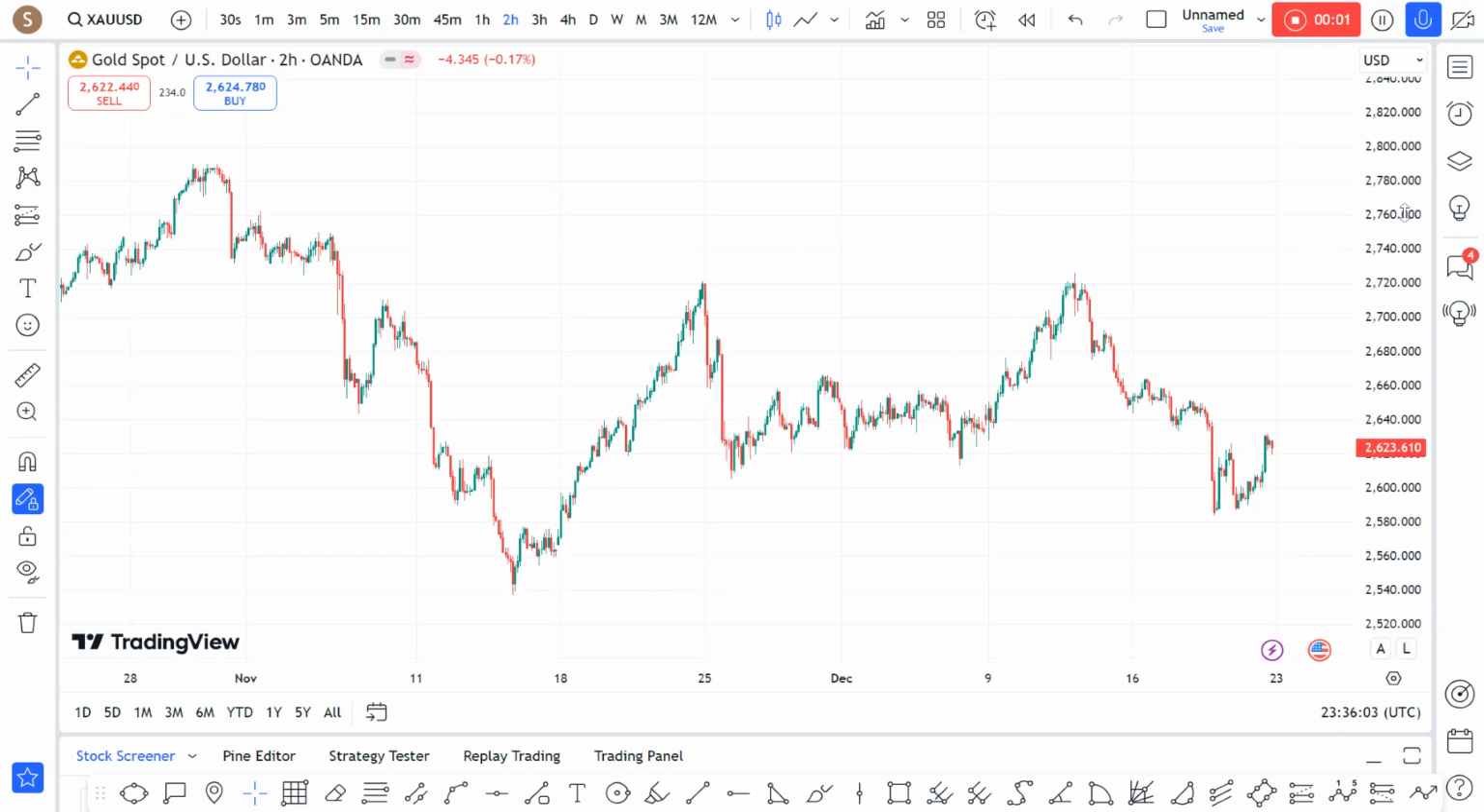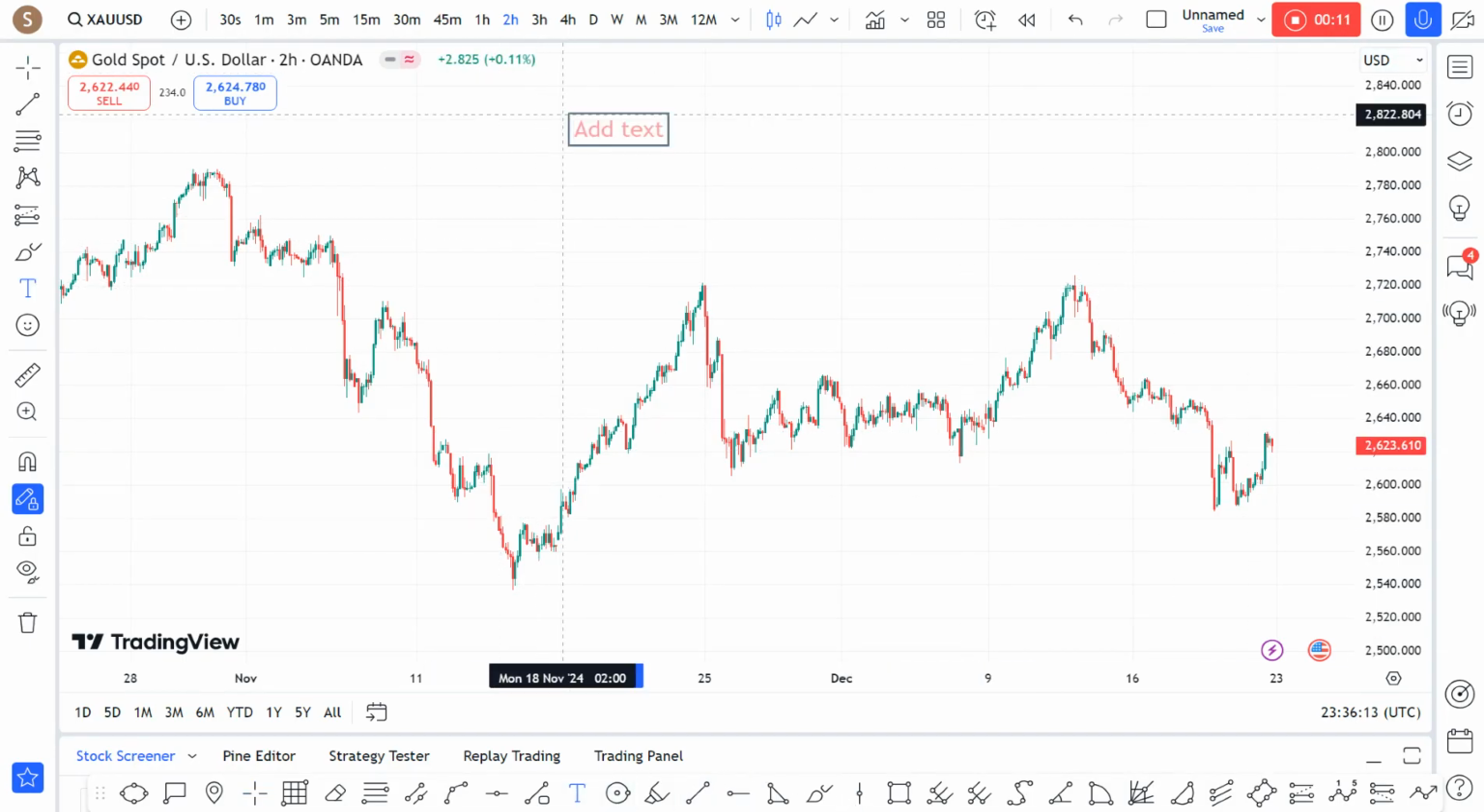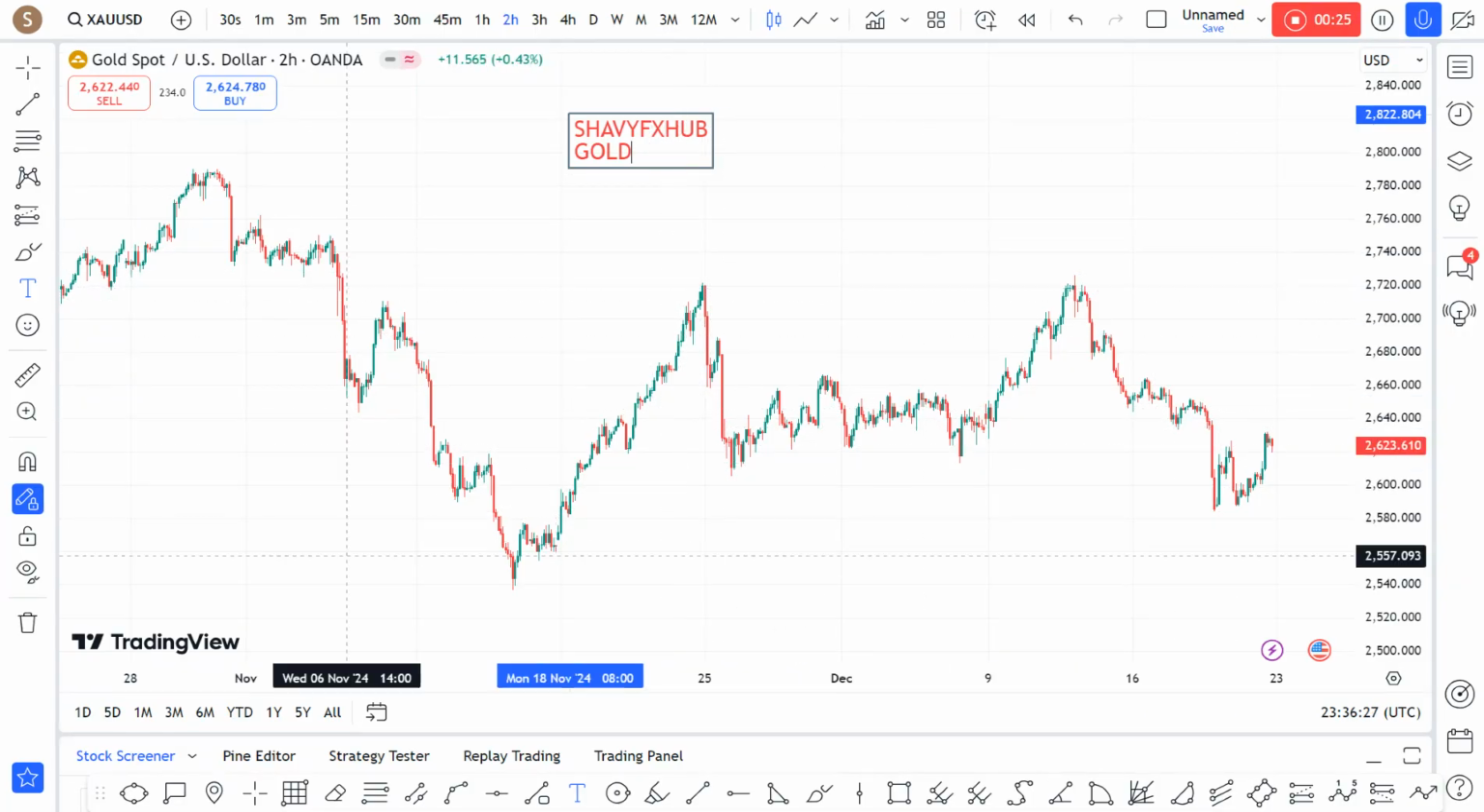Let's look into a new week perspective and what to expect in the coming week. Let's look into a new week and what to expect in the coming week and what lies ahead.